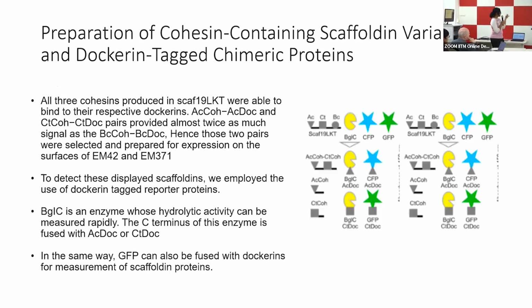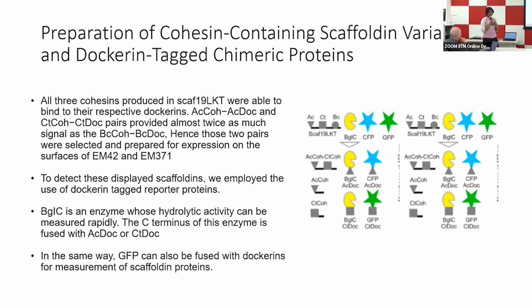So the first step was the preparation of the cohesin containing scaffolding variants and the Dockerin-tagged chimeric proteins. Our first gene was the SCAF19L gene. However, we found that it was detrimental to the host viability. So we reoptimized the codons and engineered it to get the SCAF19LKT gene.